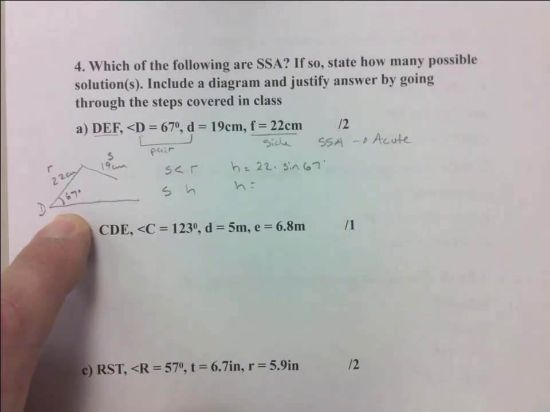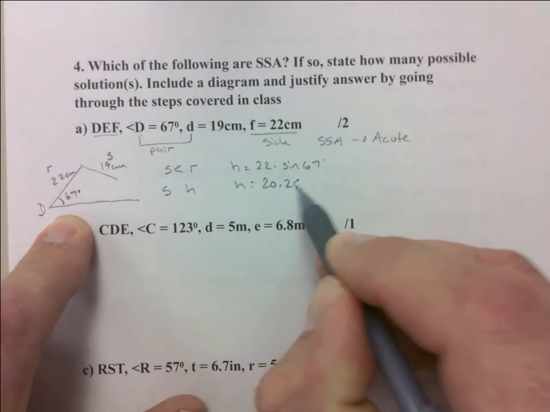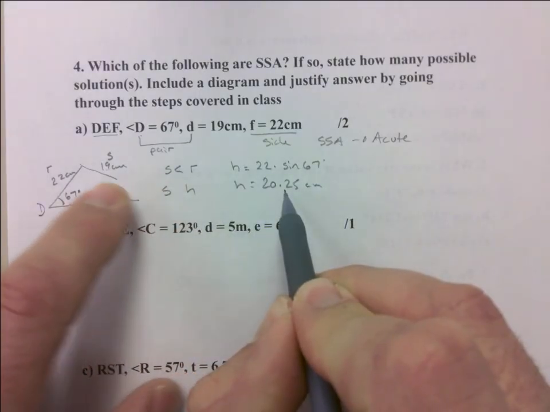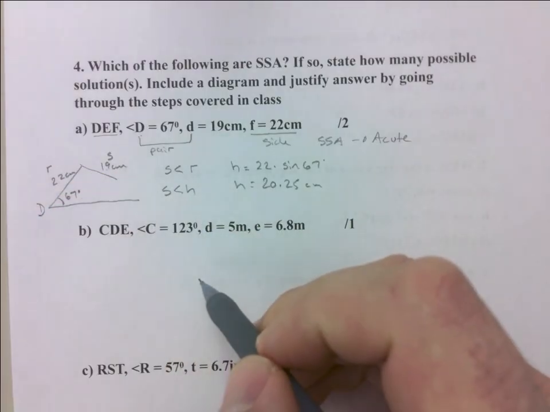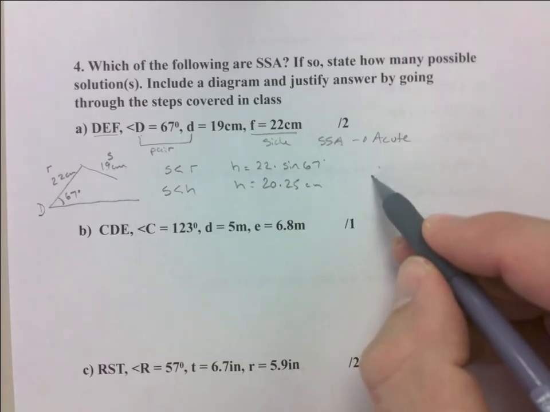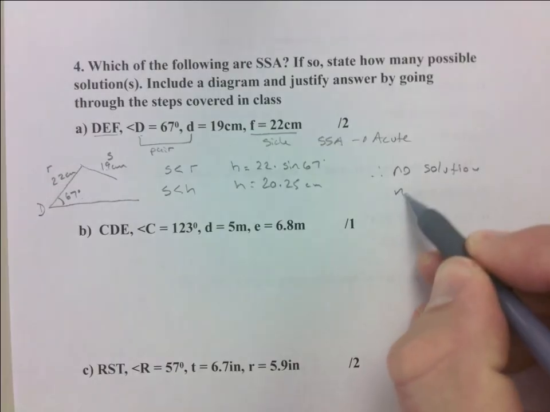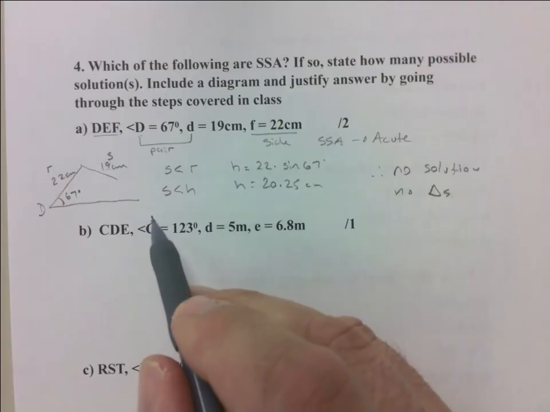I don't have the key in front of me, so you're going to have to bear with me here. 20.25 centimeters. And we notice that if you compare the string and the height, the string is also shorter than the height. Therefore, no solution. Or you can go no triangles, right? Either one.